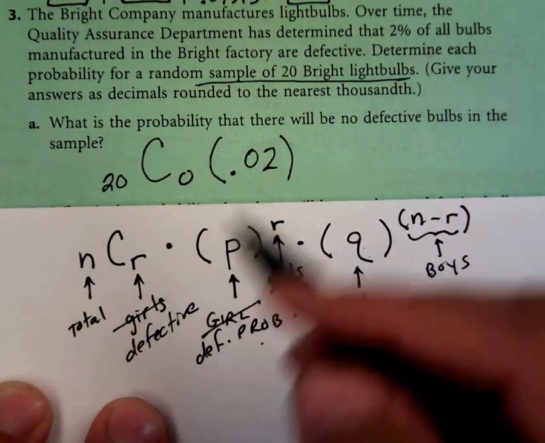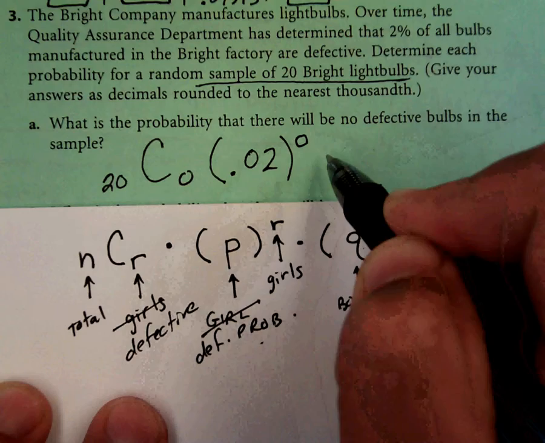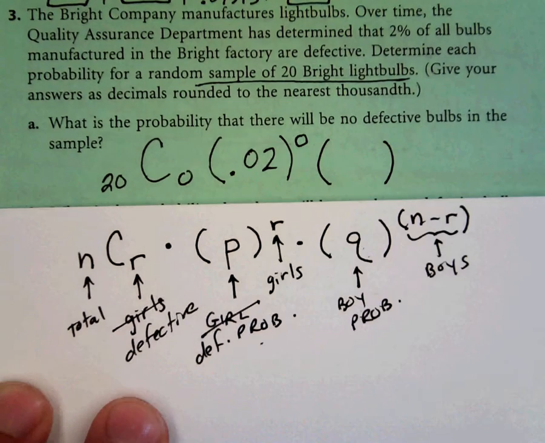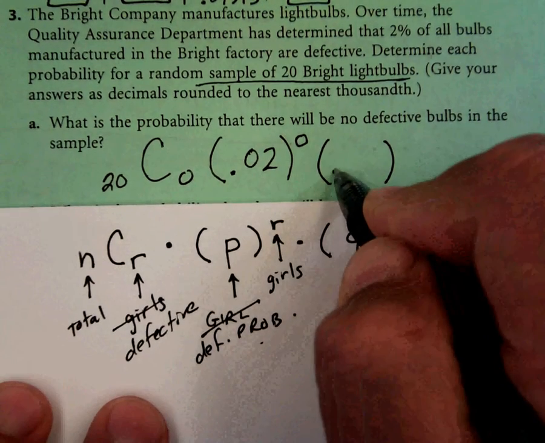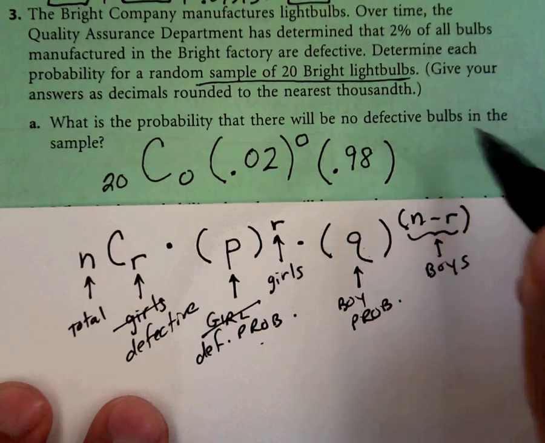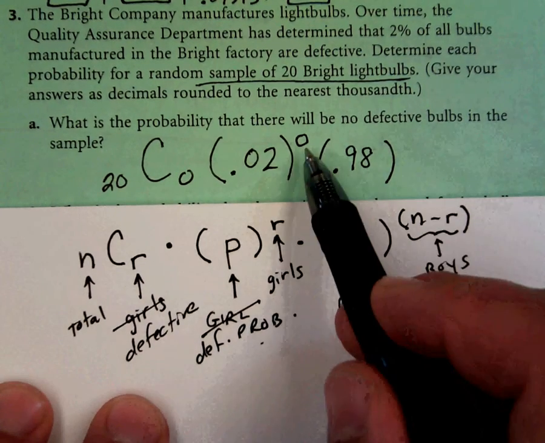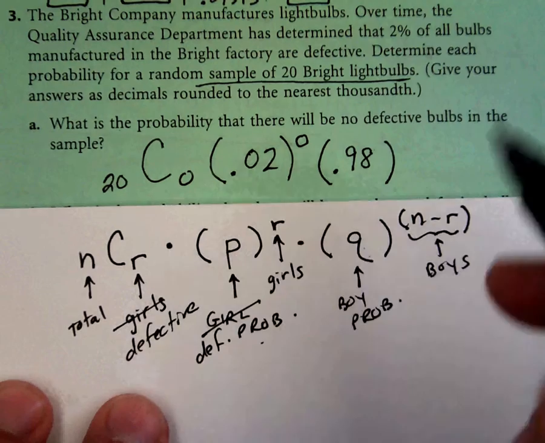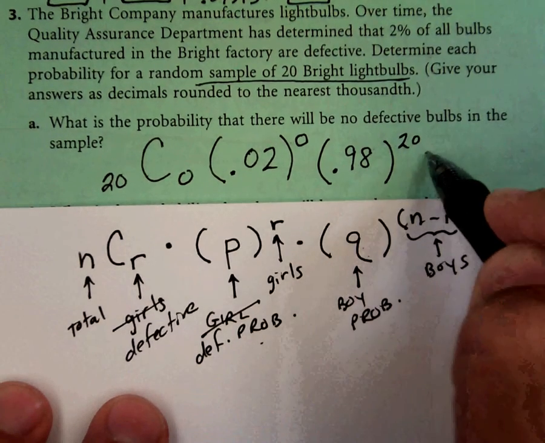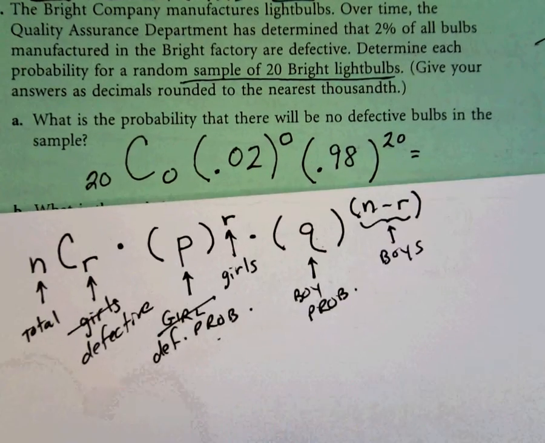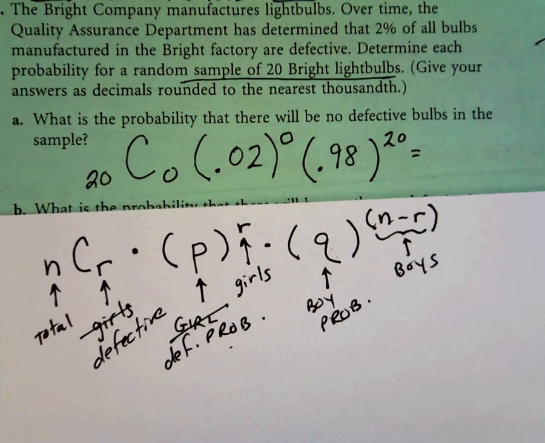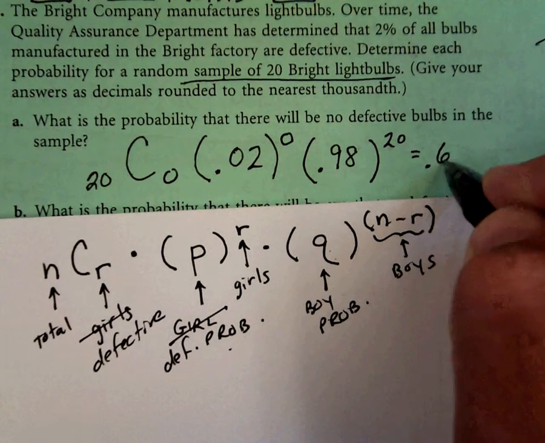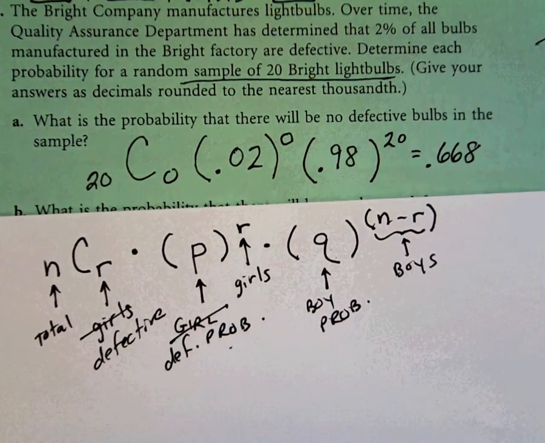Again, R is the number of defective bulbs, which should be 0. Q is the probability that the bulb will be fine, and that light bulb probability is 98%. If 2% are defective, 98% are normal. And if none of the 20 bulbs are defective, 20 of them would be fine. So we type all that in and we see the probability that we'll get 0 defective bulbs, and you should get 0.668 rounded to the nearest thousandth.